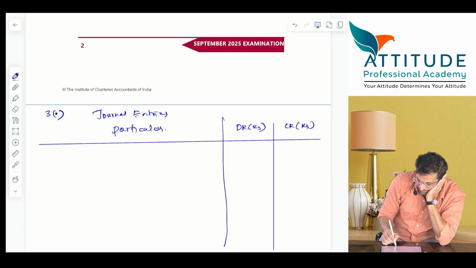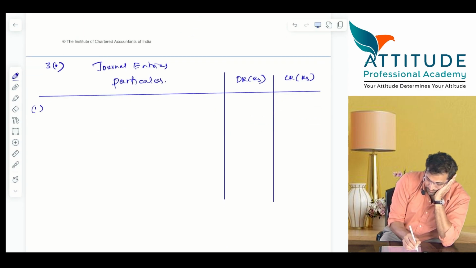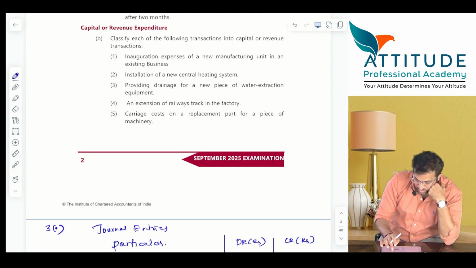Format draw करना है बेटा. All of you fast. चलो, tell me first one. Now read the question. I'll read the question for you.